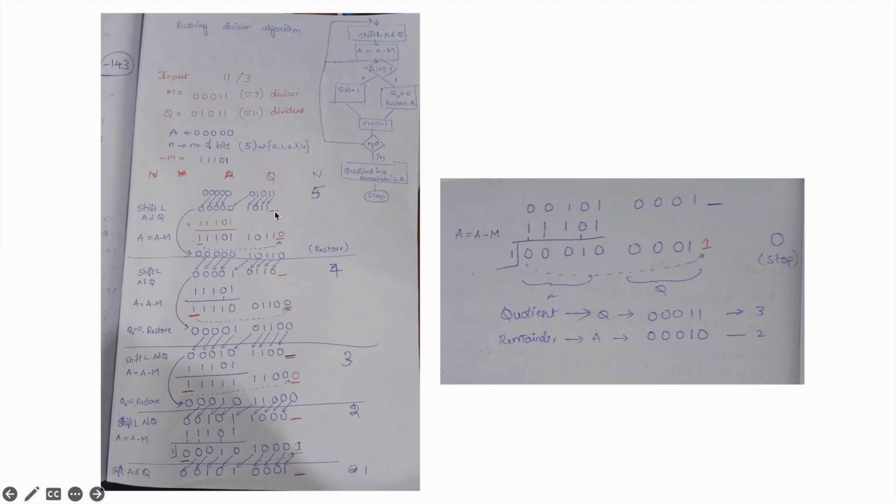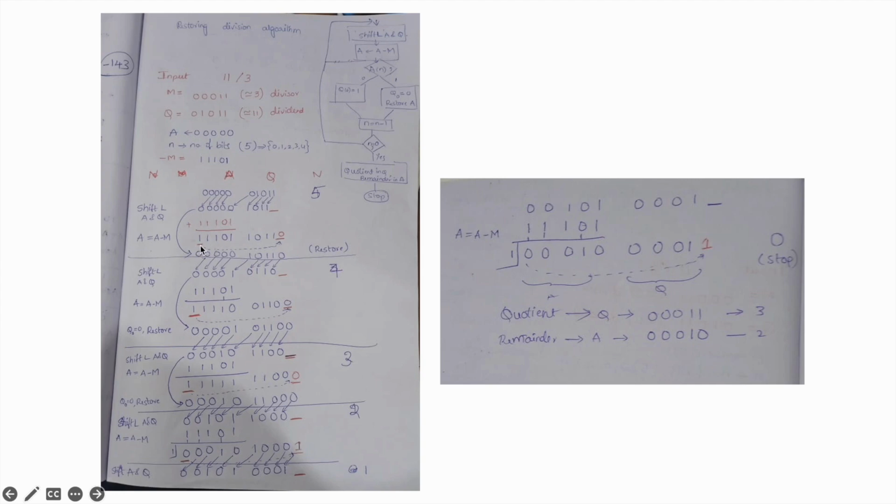And what to keep in the least significant bit of Q, that is not known. So the next step is we have to subtract M from A. A is all zeros. So what is M here? M is 0 0 0 1 1. Minus M is the 2's complement of M, 1 1 1 0 1. So this 2's complement value has to be added to A. Now add these two values, and we get 1 1 1 0 1. So now the value A minus M is 1 1 1 0 1.